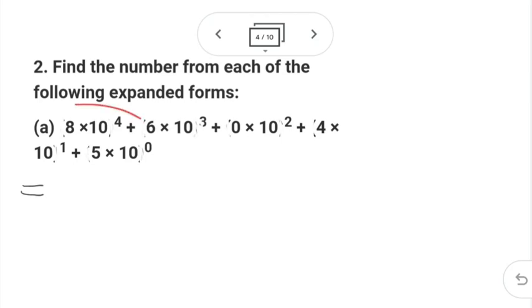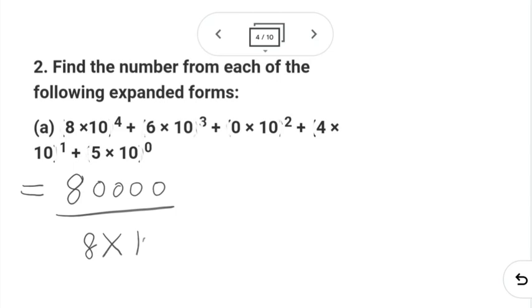Now 8 into 10 raised to power 4. It can be written as 8 and 10 raised to power 4 means we can put 4 zeros after 8. Since in the previous sum we have written this type of number in this form 8 into 10 raised to power 4, now what we will do, we will expand this and we will write it in this form. So the number which we get from here is 80,000.